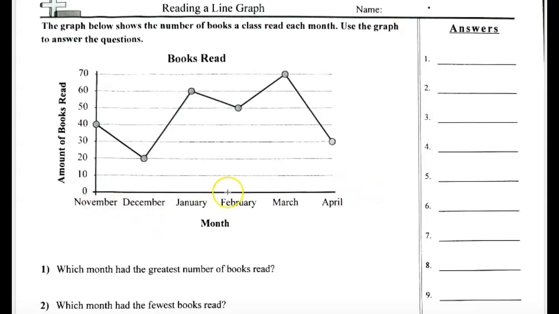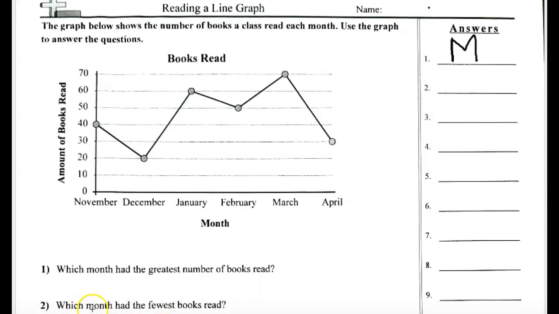On our x-axis, we see the months, and on our y-axis, we see the amount of books read. For the greatest number of books, we want to go to the highest point, which is right here at 70. So what month goes with that? The month is March. Now you could either circle it or write it. I'm just going to put an M for number 1 instead of writing the whole month. You could put an M, you could write March, or you could circle it.